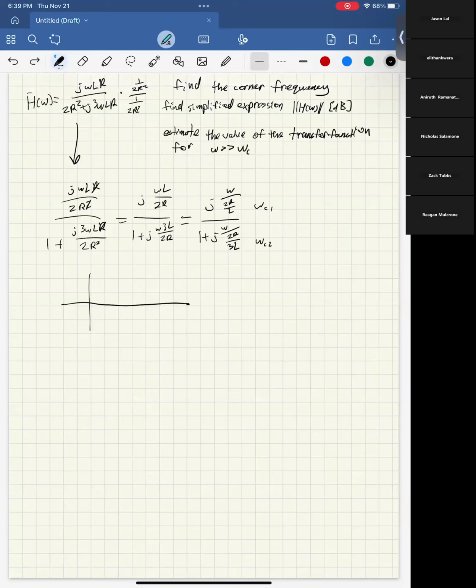So we would say that omega c, the cutoff, is 2R over 3L. So then the next part of the question says, find the simplified expression for the magnitude of H of omega. To do that, we have to remember our log rules. But first off, the magnitude of H of omega equals the square root of the real part of H squared plus the imaginary part of H squared.